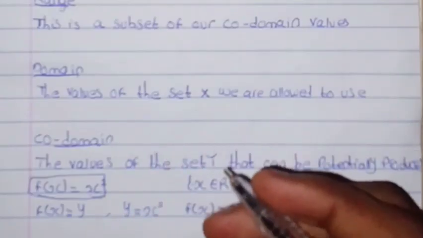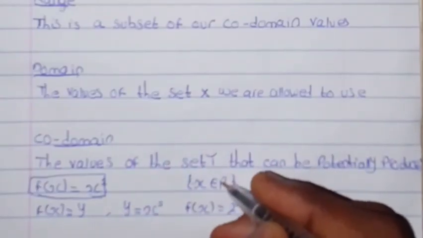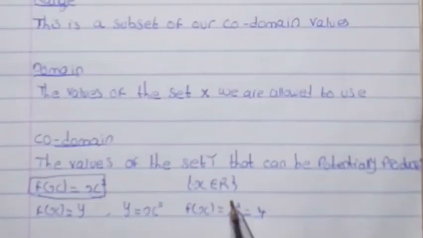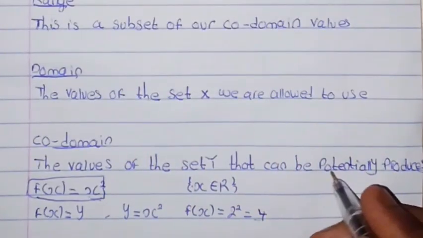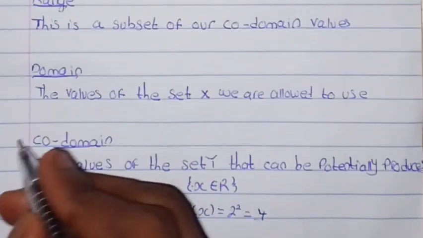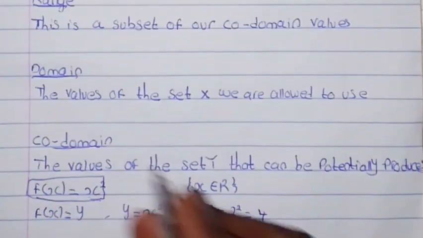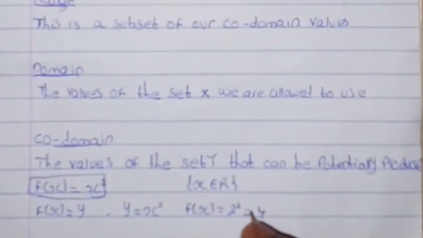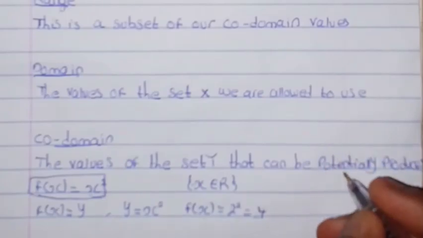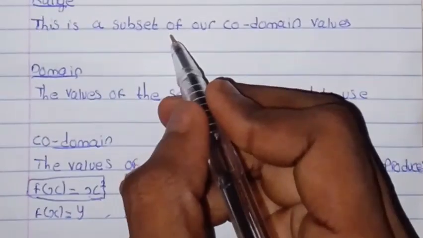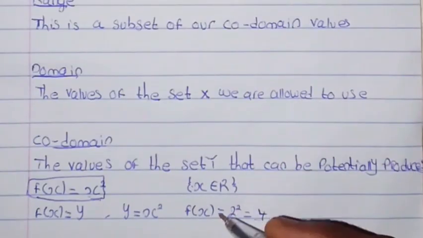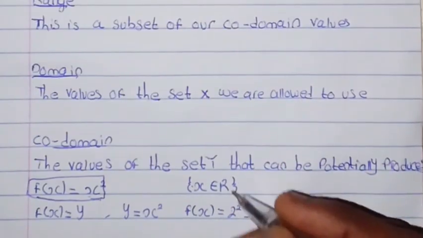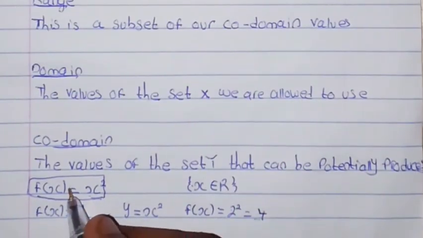Now, for a particular set of real numbers, the values of y that can be produced generally, or we say potentially, are generally referred to as the codomain. So a codomain doesn't refer to one value, but rather the possible values of y we can have. Then a range is a subset of our codomain, which represents the actual values of y that will be produced when a value of x is applied to the function.